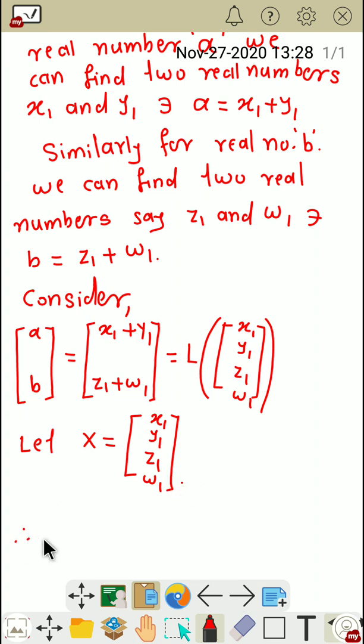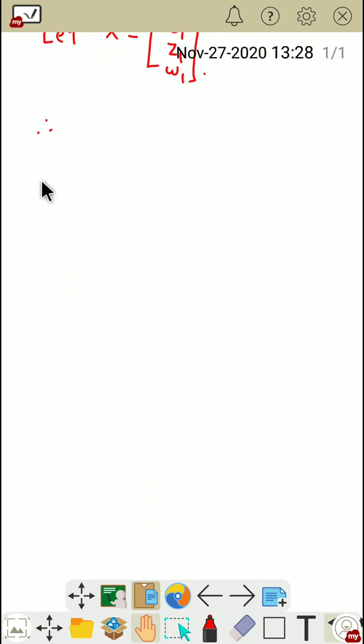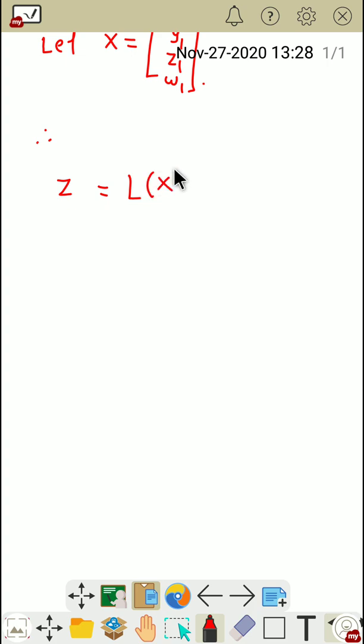Therefore we can write vector z is equal to L of x. So thus we are able to show that L is an onto linear transformation. Okay, L is an onto linear transformation.